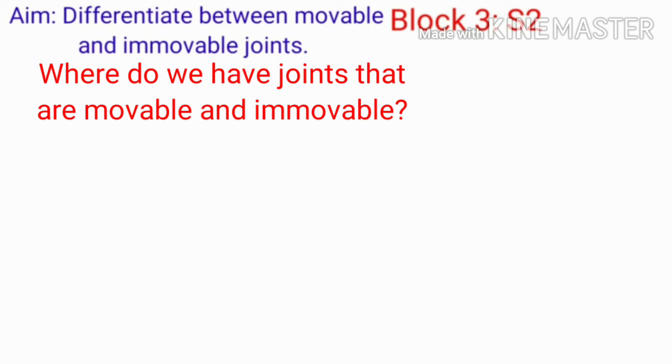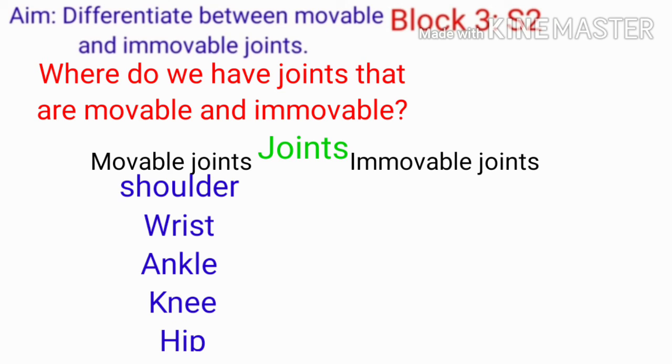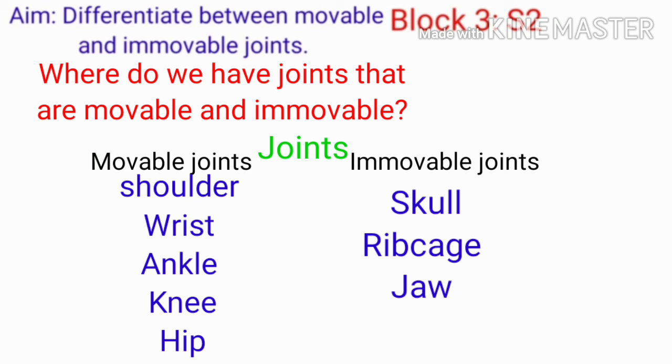Now answer me, where do we have joints that are movable and immovable? We know that there are two types of joints, that is movable and immovable. We can observe movable joints in shoulder, wrist, ankle, knee and hip. And we may observe immovable joints in skull, rib cage and jaw.